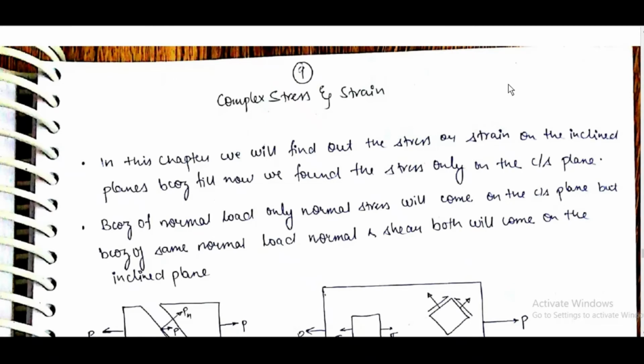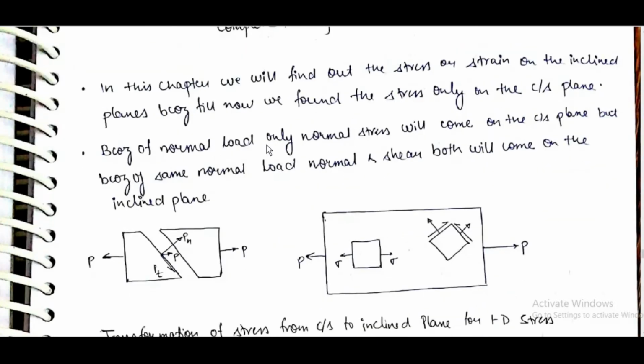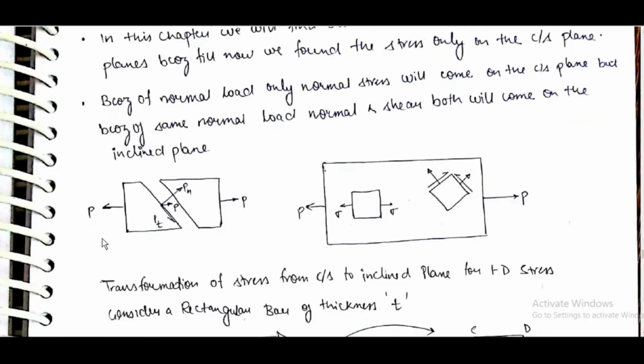Complex stress and strain. In this chapter, we will find out stress or strain on inclined planes, because till now we found the stress only on the cross-sectional plane. Because of normal load, only normal stress will come on the cross-sectional plane. But because of the same normal load, normal and shear stress both will come on an inclined plane.